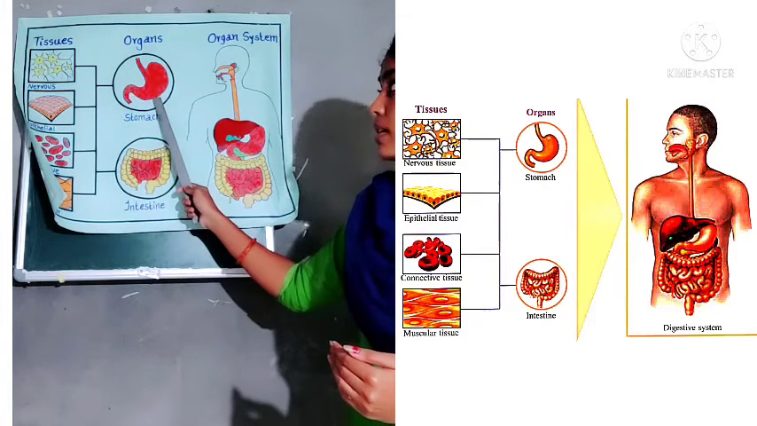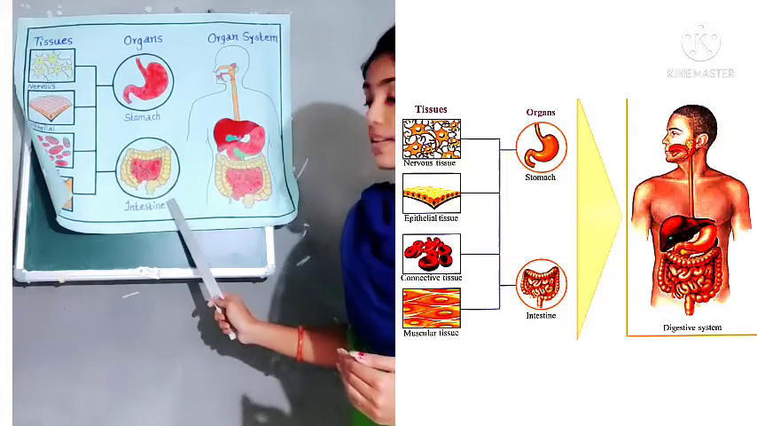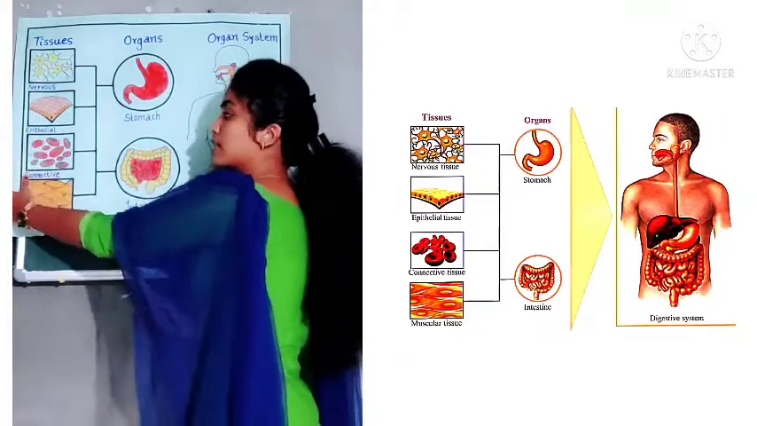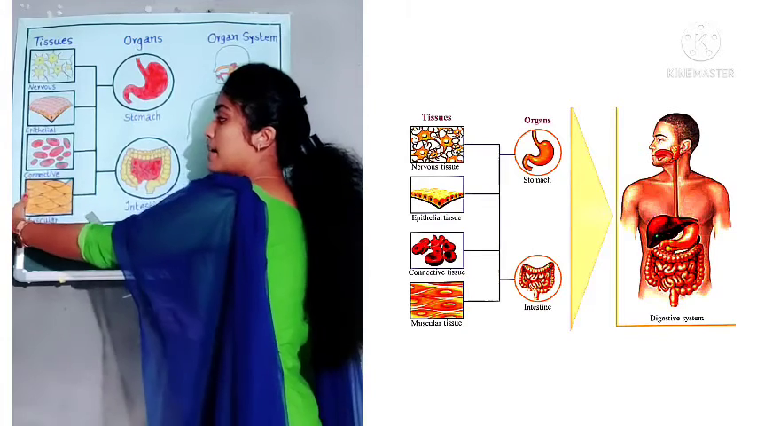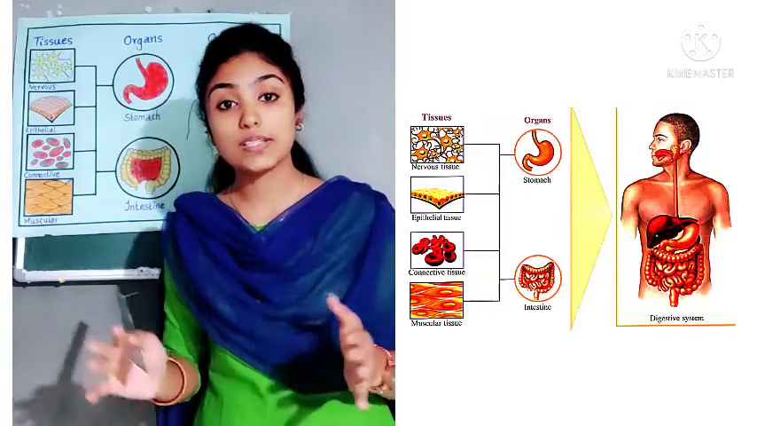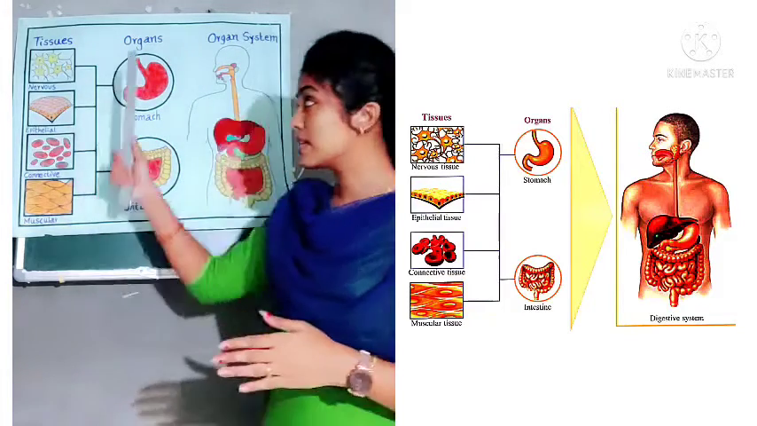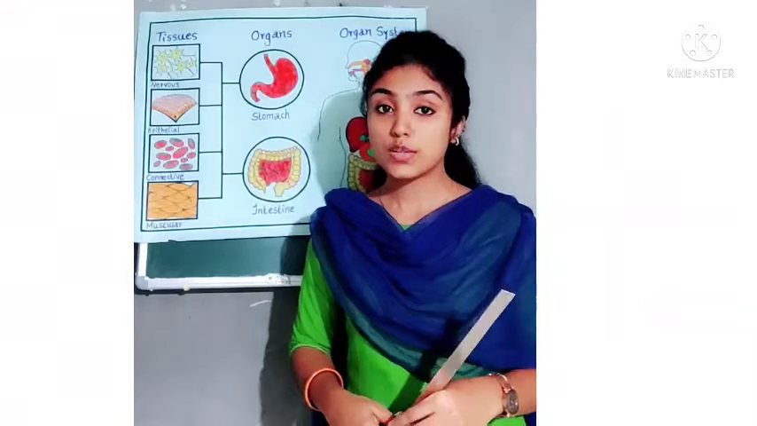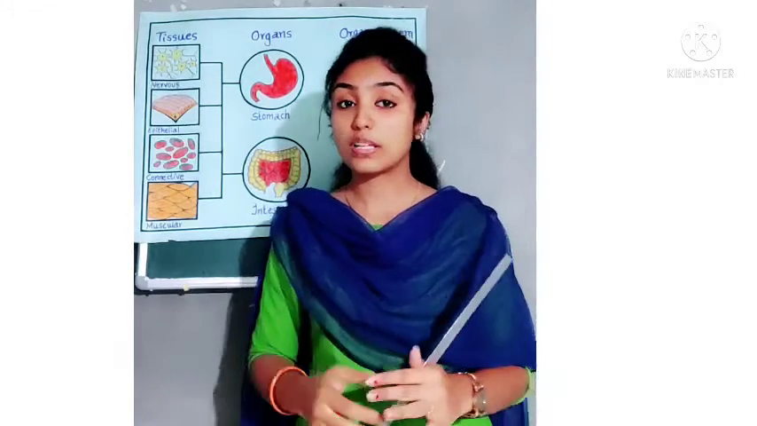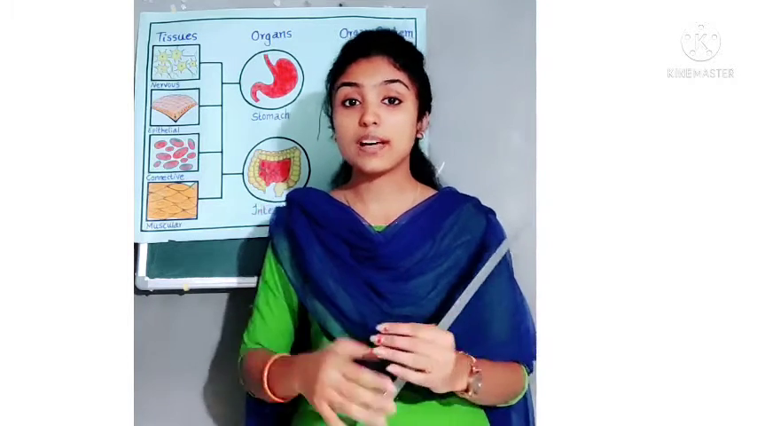So this stomach is made up of all these tissues, and this intestine is also made up of all these tissues. So now we understood that tissues combine together to form organs. Our body consists of numerous organs, and all these organs are made up of these animal tissues. So children, just like our stomach and intestine, there are many organs in our body. For example, lungs, heart, kidney, all these are organs.